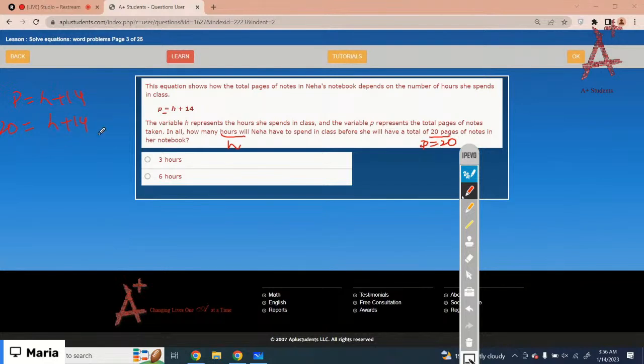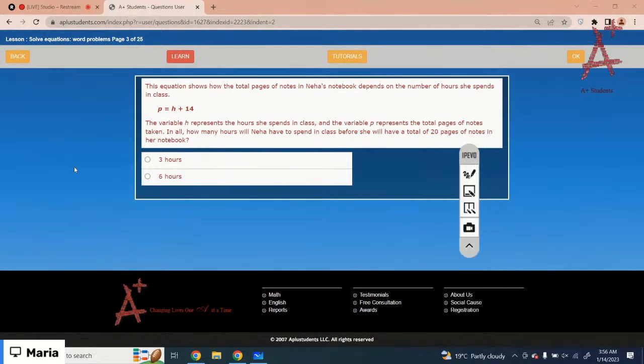Got it? So 14 is adding to H, so just subtract 14 from both sides. So 20 minus 14 is 6. So H equals 6 hours. Got it? The correct option is 6. So the correct option is 6 hours. Just select the correct option, then click on the OK button.